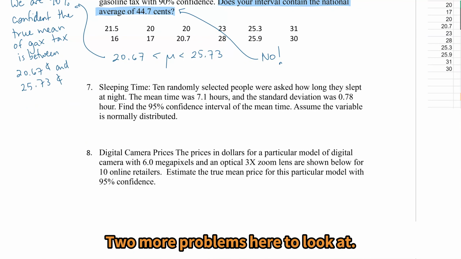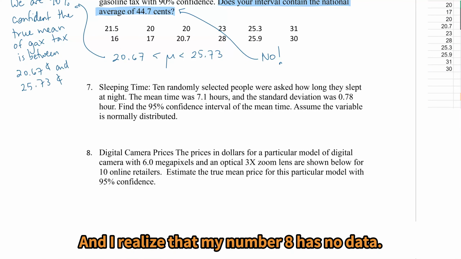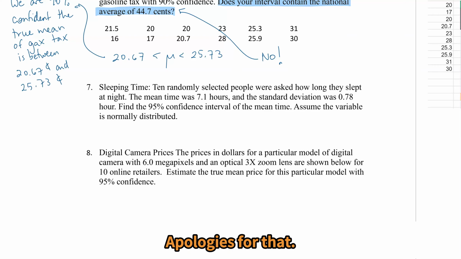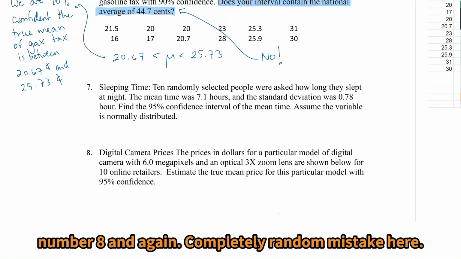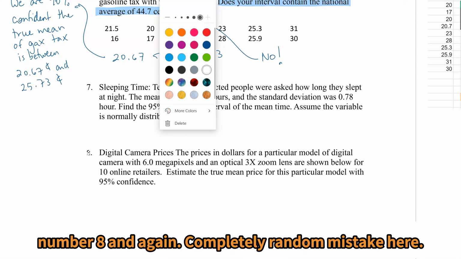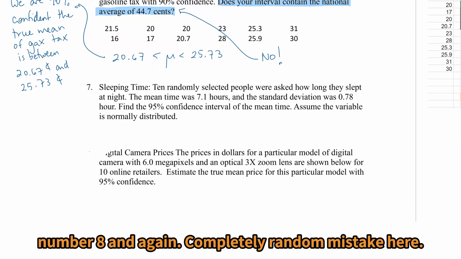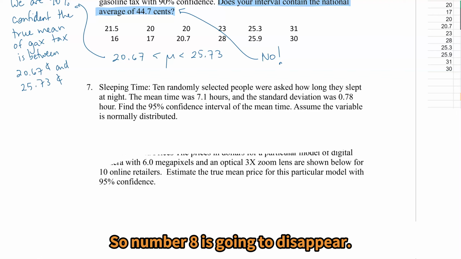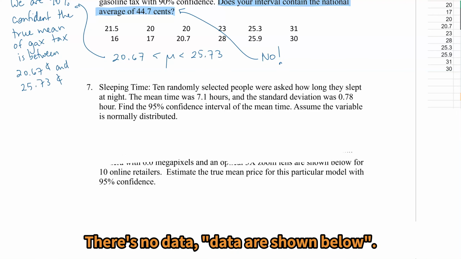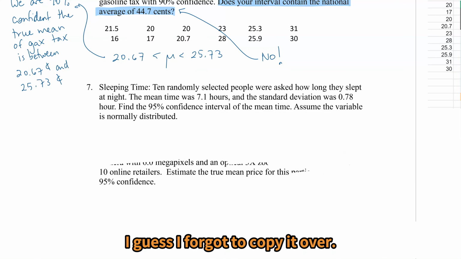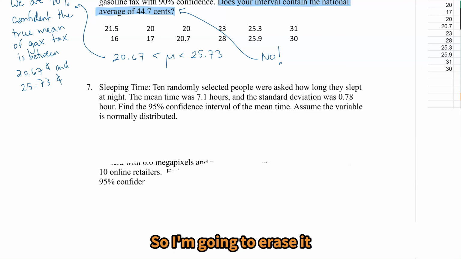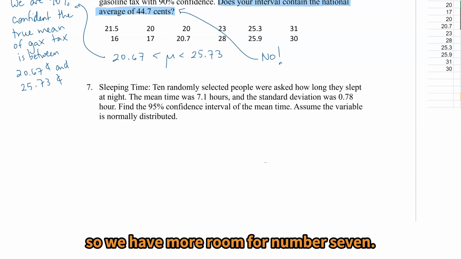Two more problems here to look at, and I realized that my number 8 has no data. Apologies for that. So we're going to scratch out number 8. And again, completely random mistake here. So number 8 is going to disappear. There's no data shown below. I guess I forgot to copy it over. So I'm going to erase it so we have more room for number 7.